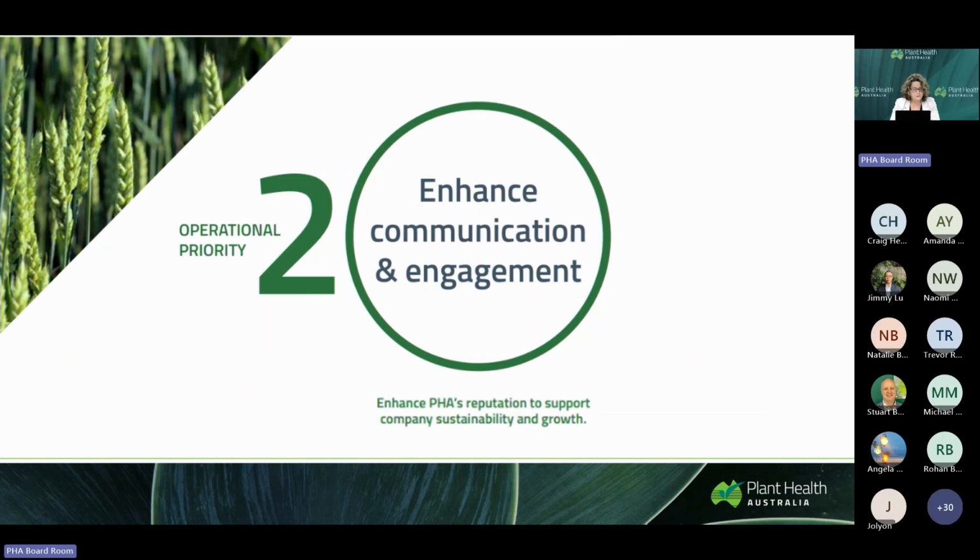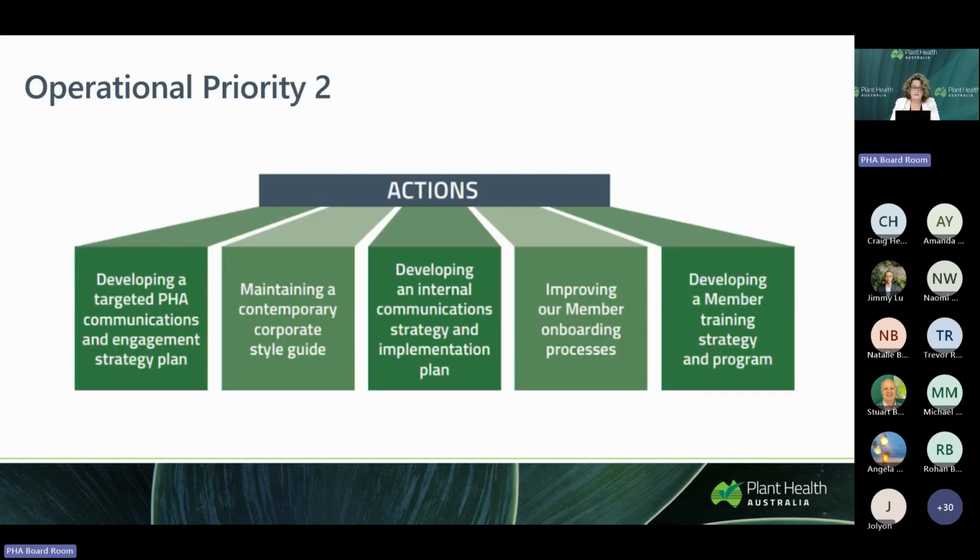The budgeted expenditure for Operational Priority 2 is $793,630 funded from member subscriptions. And the top 5 activities that will be the focus for this Operational Priority 2 will include implementation of the Communications and Engagement Plan, which includes a monthly newsletter, proactive and reactive media, content generation for articles and social media, corporate reporting and publications such as the AOP, the Mid-Year Performance Report, Annual Report, and this webinar, implementation of our internal communications strategy, and improving member onboarding processes.